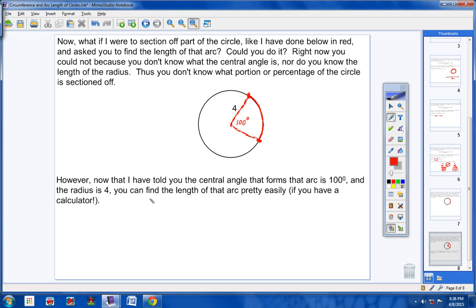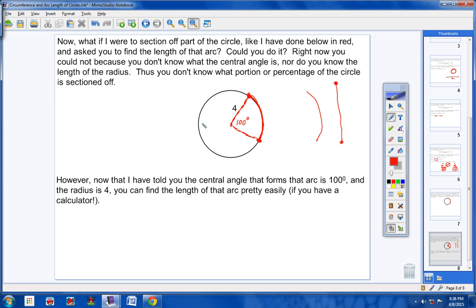Having said that, however, now that I'm telling you the central angle is 100 degrees and the radius is 4, you can find the length of this arc from here to here pretty easily. Here's the arc right here. Let's say it was a rubber band again. You could stretch it out and make it straight. If you made it straight, the length from here to here would be the length of the arc, and that's what I'm going to find, okay?